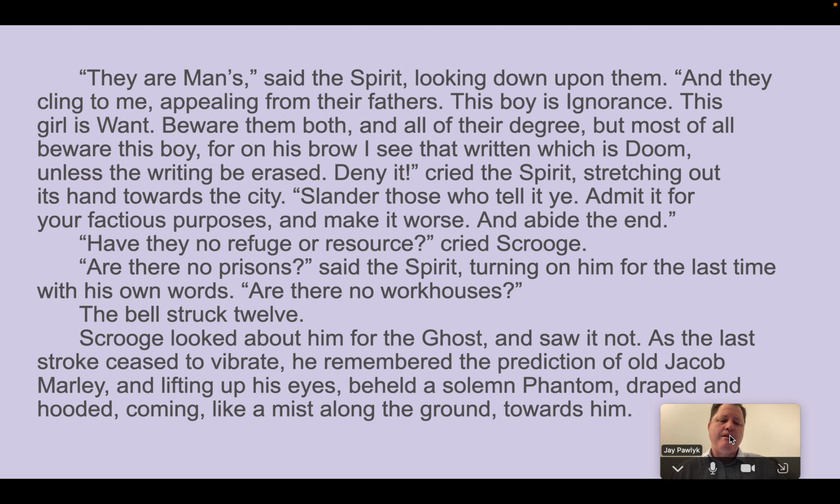It's an incredibly powerful scene where the feelings and thoughts of poverty and ignorance that the ghost and Jacob Marley are hoping to show Scrooge for his conversion end up becoming humans. They're embodied right in front of him.